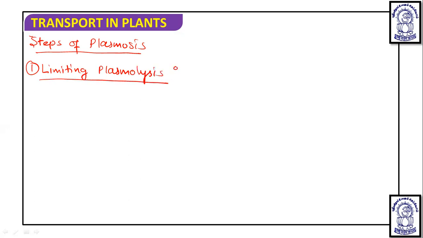In limiting plasmolysis, the water will start to be lost. Suppose this is a plant cell, this is the cell wall, and this is the cell membrane.